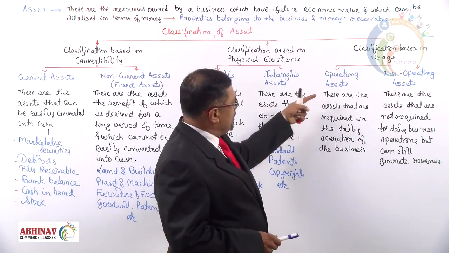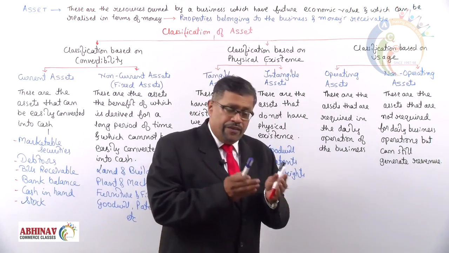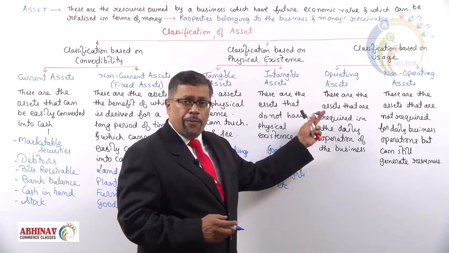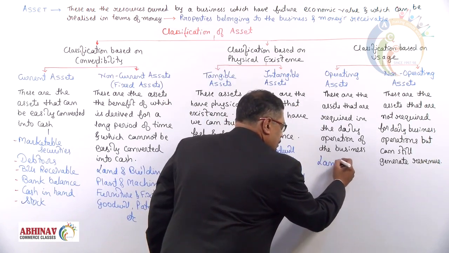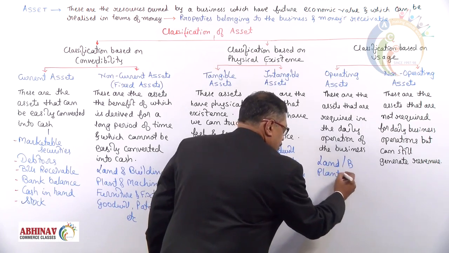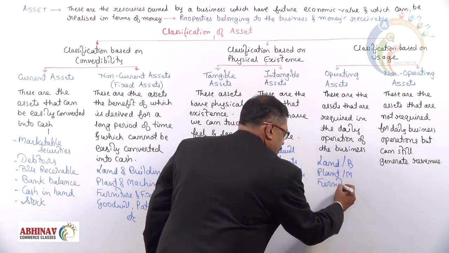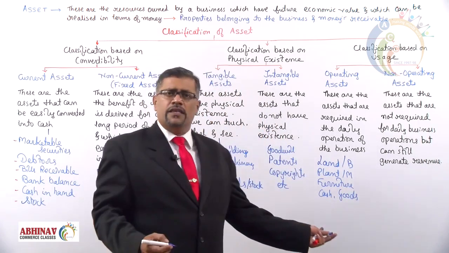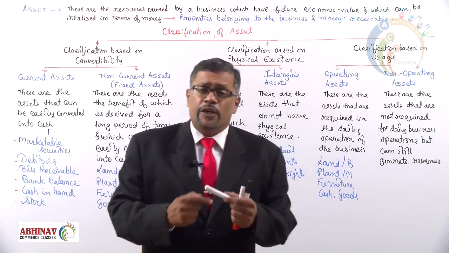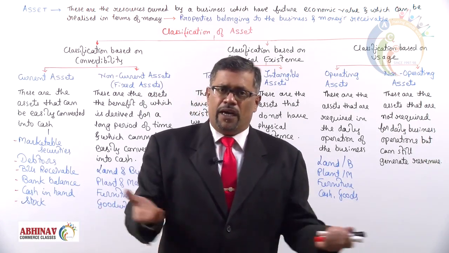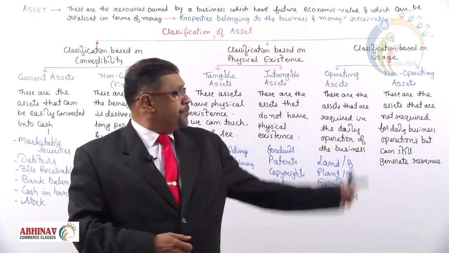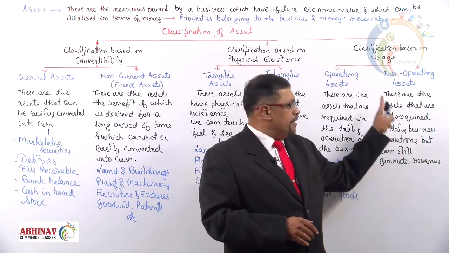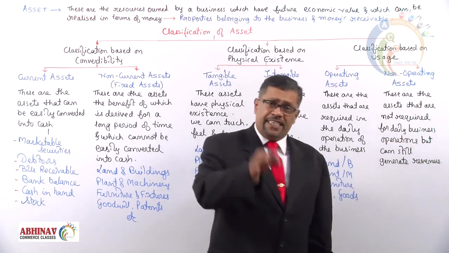Operating asset means the assets that are required in the daily operation of the business. That means without those assets, we cannot continue with the daily operations. These are called operating assets, such as land and buildings, plant and machinery, furniture, cash, goods. All these are operating assets which are used in the business to run their daily operations. Without land, without building, without plant, machinery, the daily operations cannot be continued. Non-operating asset. These assets are not required for daily business operations, but can still generate some revenue.